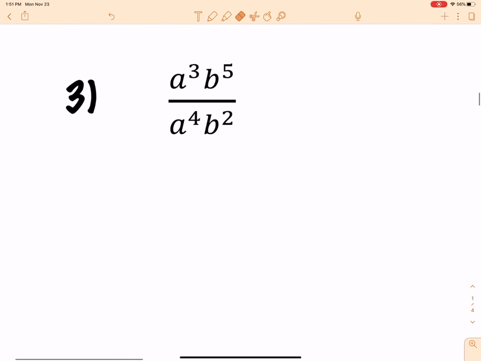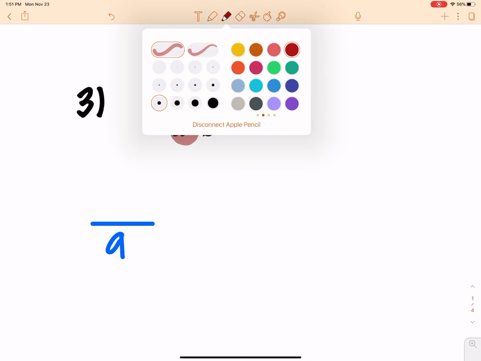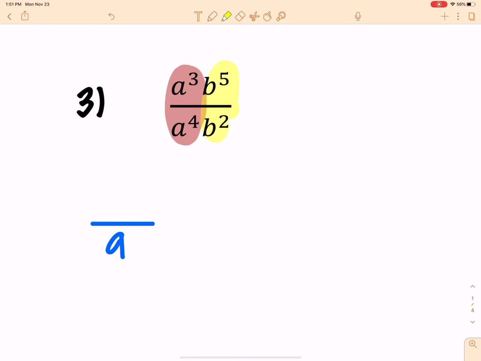Okay, so this is just your basic division one. I like to divide, so for the a's, for example, just do 3 minus 4, which is -1. So you know that a belongs on the bottom, or I know the most basic way to think about this is that you subtract these two numbers and wherever the biggest one is, which is 4, that's where you put the answer. Okay, and then same thing for above. 5 minus 2 is 3. And there it goes.